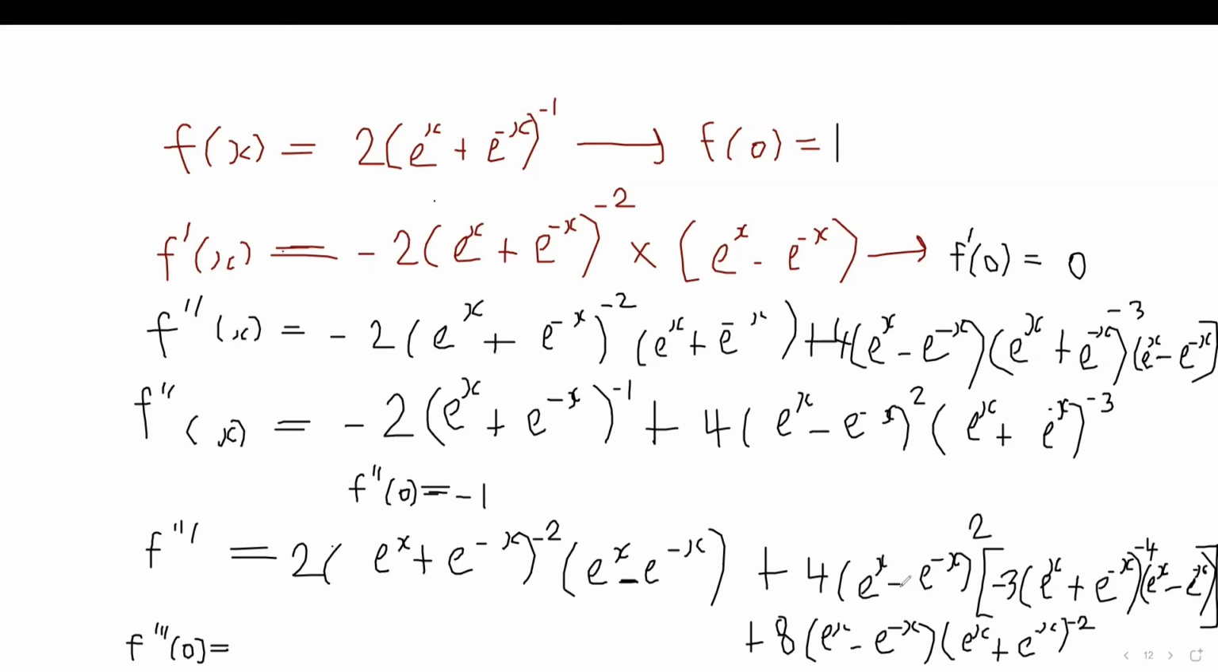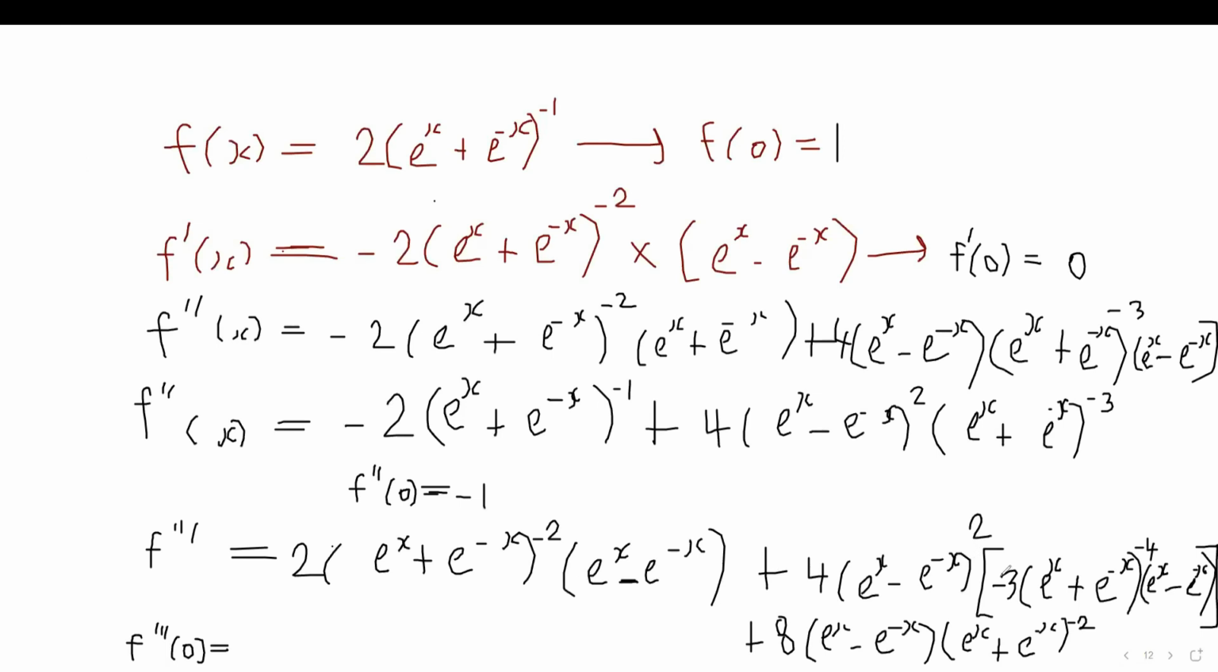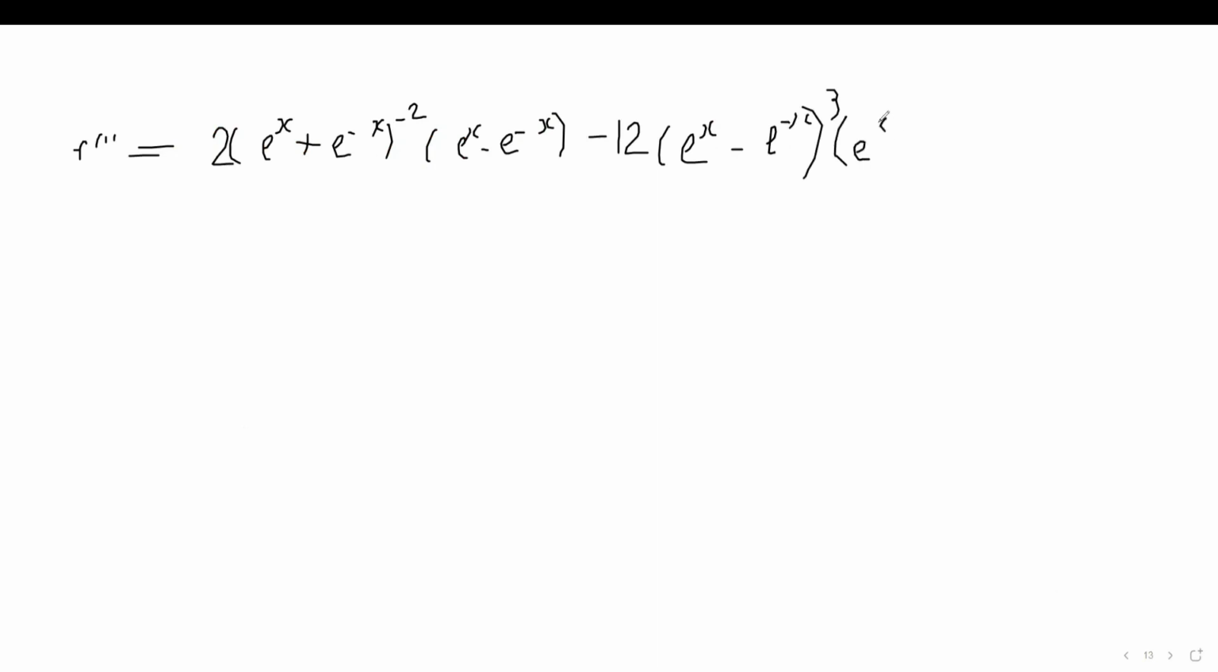The square, this is a minus here and this is to the 1. So this part, this times this is cube. So we can put 3 times 4 is minus 12. So this we can put minus 12 times e to the x minus e to the minus x, and that's being cubed. And that's being multiplied by, right here, this is now to the minus 4, e to the x plus e to the minus x to the 4.